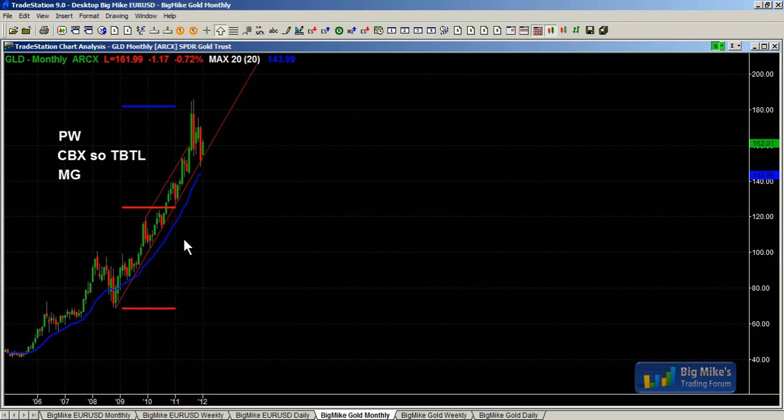So on the monthly chart, I see a breakout above a bull channel, a reversal back down, and consecutive buy climaxes. And I think the odds are we're going to go sideways to down for many bars. How many bars? 10, 20, 30 bars.